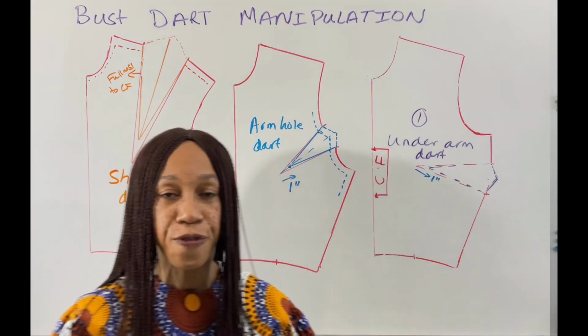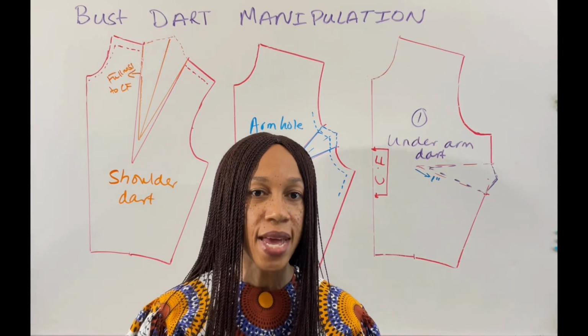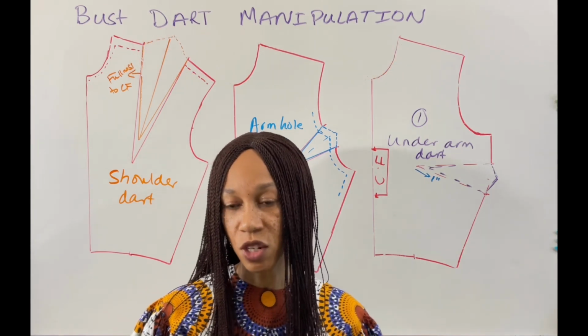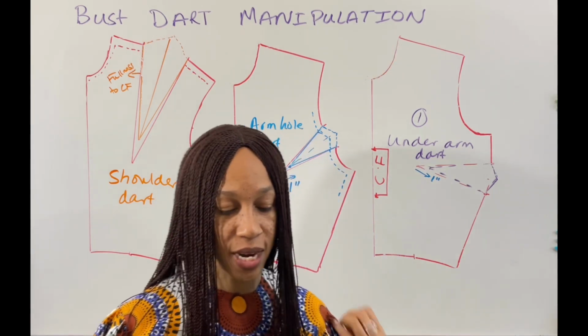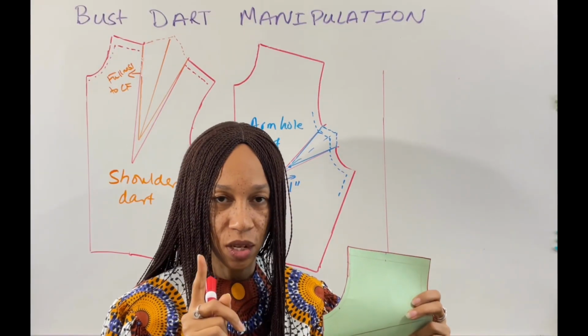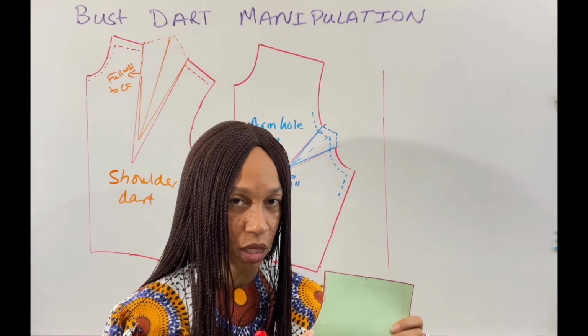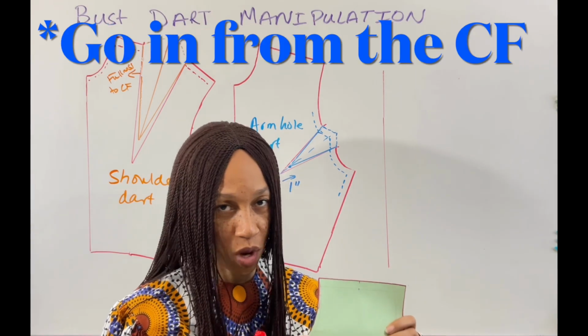The fourth dart manipulation that I am going to illustrate for you is simply what we call the neck dart. So that one is coming from the neck area. For the neck dart, there's one trick that you have to do. You have to go in 1.25 inches. So go in 1.25 inches, that would be nice.